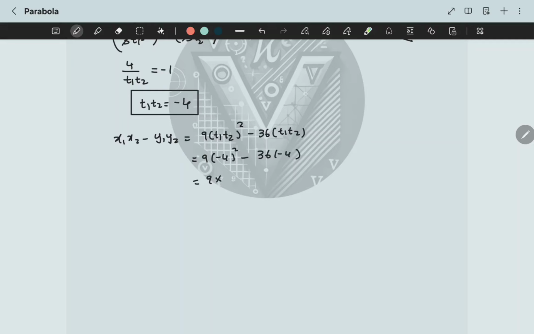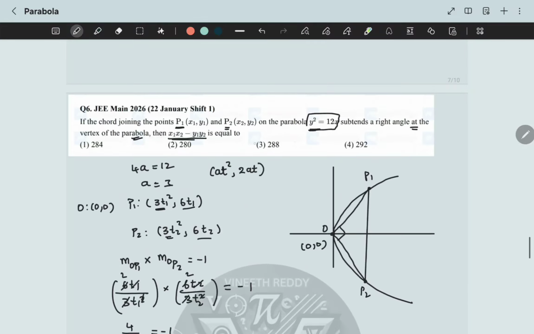So we can write this as 9 into 16 plus 36 into 4. So 16 into 9 should be 144, I believe, and 36 into 4: 36 into 2 is 72, 72 into 2 is also 144. The 144 plus 144 is 288. 288 should be the answer.